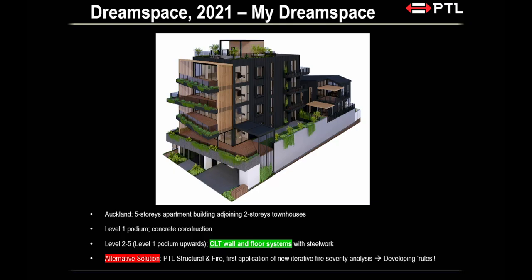There's a townhouse at the back. That's just plasterboard construction, no mass timber in there. But the mass timber comes with the apartment up front, right? It's a 5-story. The first level is concrete with a concrete podium, and then you have mass timber structure above. All right, CLT wall, floor system, steel work. Very similar to what we have at Auckland City Mission, because again they are small residential apartments.